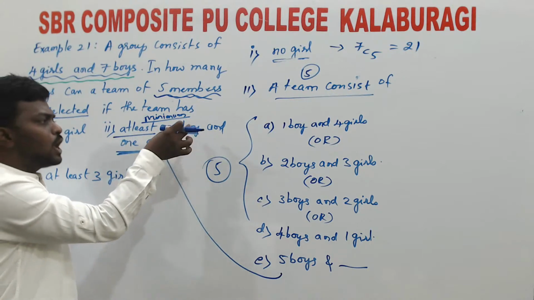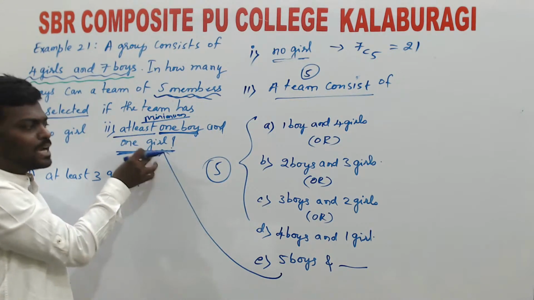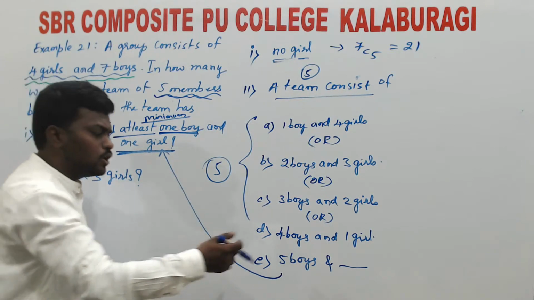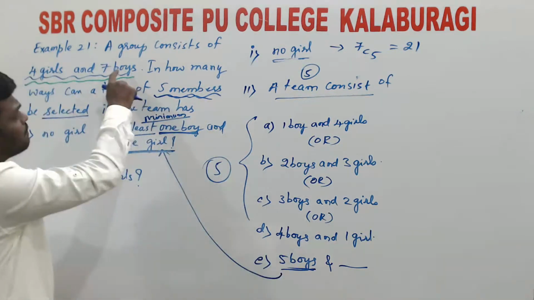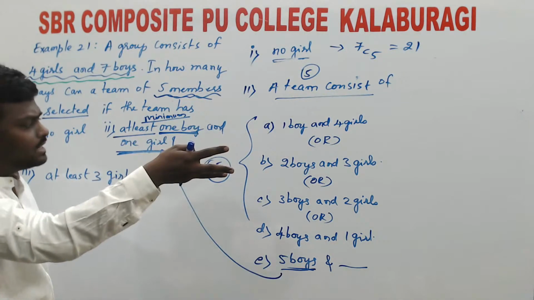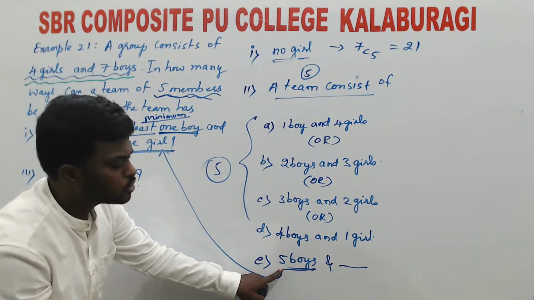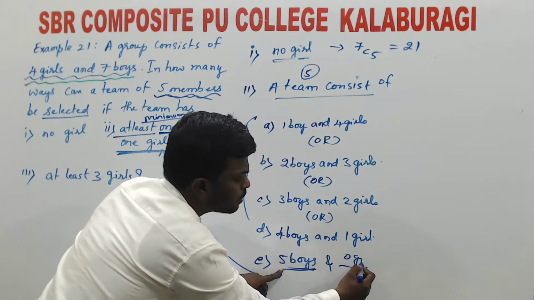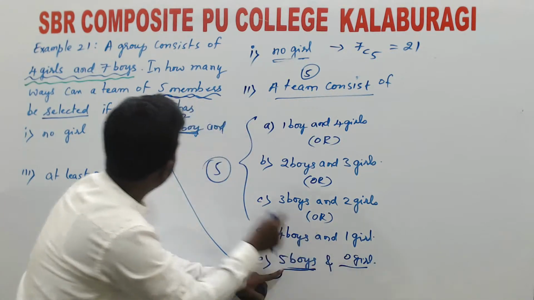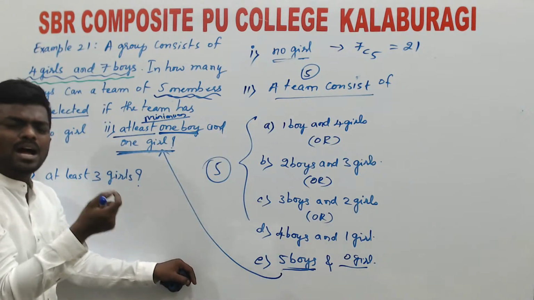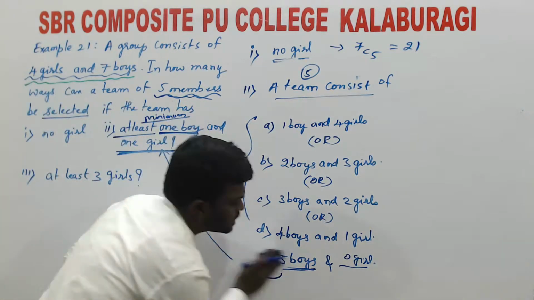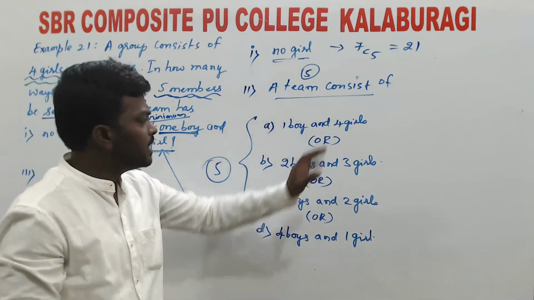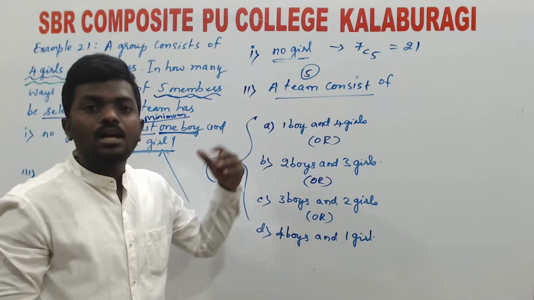The one more condition is minimum one boy and minimum one girl. So for boys, it is satisfying, and I have up to seven possibilities I can take. But here itself I have to stop because the team will be five. So now what can I do? Zero girl I can write hardly, but zero girl is not the condition. The condition is at least one girl should be present. So this combination is not possible.